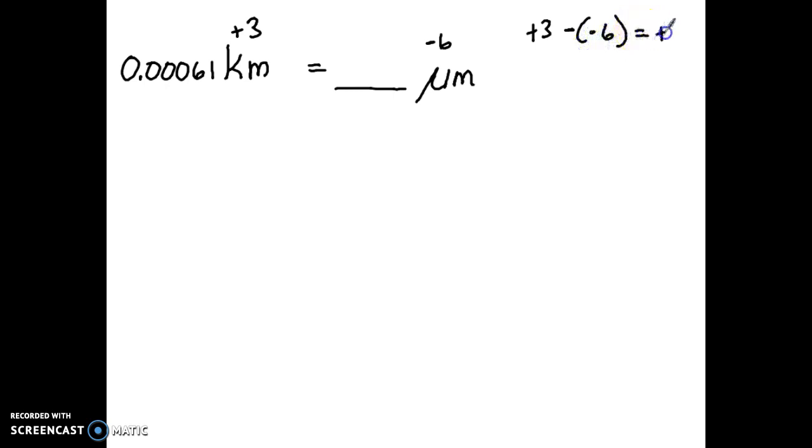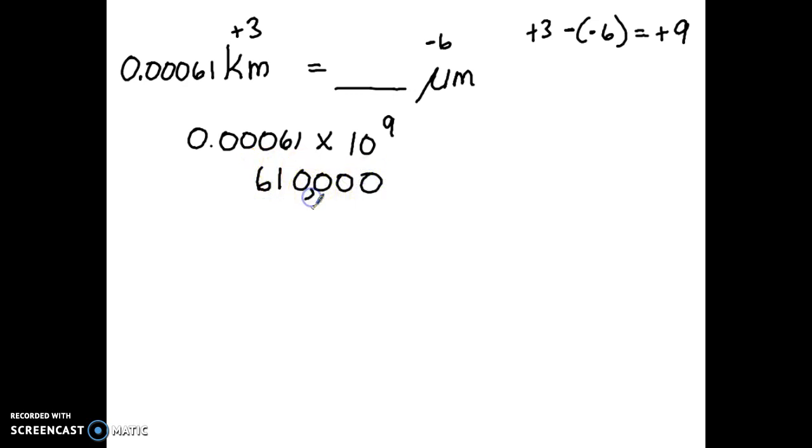That's going to be a +9. So that says I'm going to take 0.00061 and multiply it by 10 to the power of 9. In scientific notation, because of the multiplication, I'm going to move this decimal to the right, 9 times. So that would be 1, 2, 3, 4, 5. Then I have 4 more. So it would be 6, 1, and then 1, 2, 3, 4 more places.